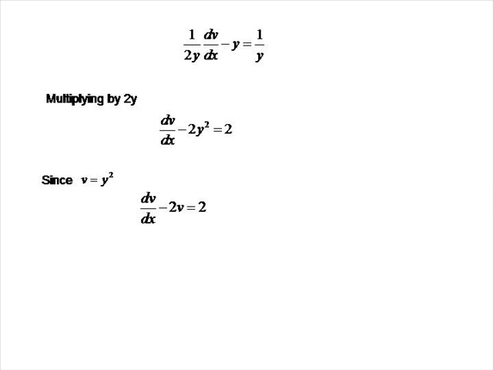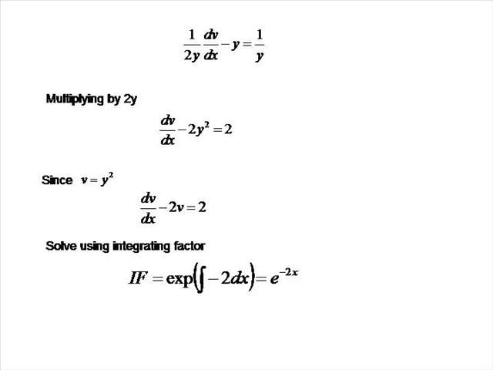So what we've got here now is a first order equation for v that can be solved using the method of integrating factors. So the integrating factor is defined to be the exponential of the integral of minus 2 in this case. In other words, that's the exponential of minus 2x. So we multiply both sides of our differential equation for v by this integrating factor. We get e to the minus 2x dv by dx minus 2 times e to the minus 2x v is equal to 2e to the minus 2x.